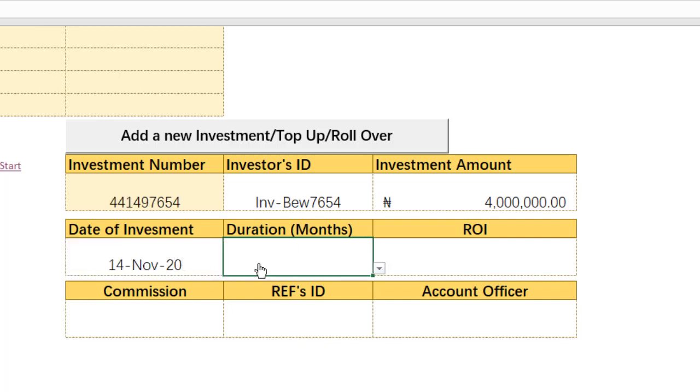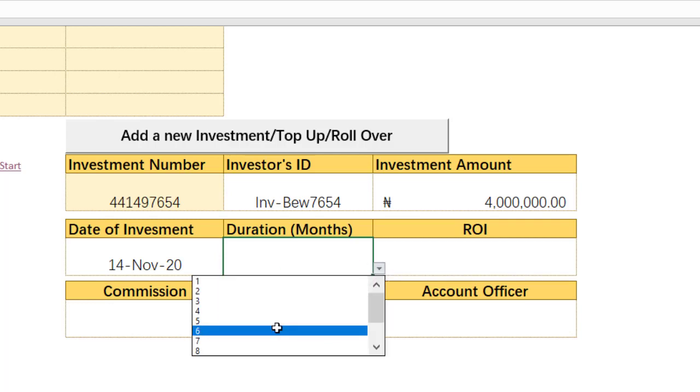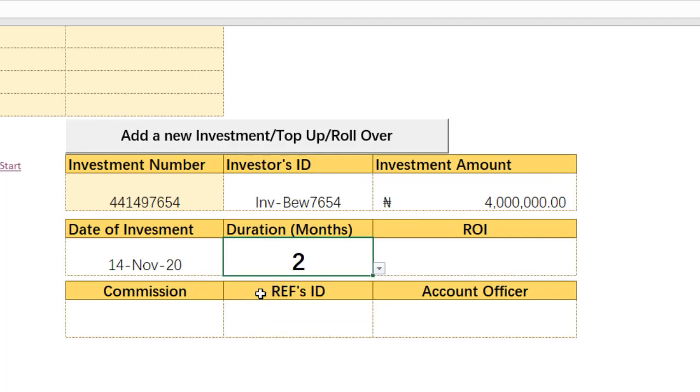Please ensure that your investors must top up on the date of their ROI payment. For clarity and consistency sake, they must top up on the day of their ROI payment. So the ROI payment is due every 14th. They must top up on that date. Duration is not 6 months, please. If you put 6 months, you are going to give this person extra 4 months. It is 2 months because you've already paid ROI for 4 months and you have 2 months left. So this top up will expire on the same date of the existing investment.